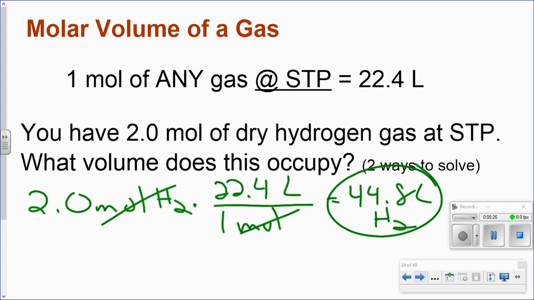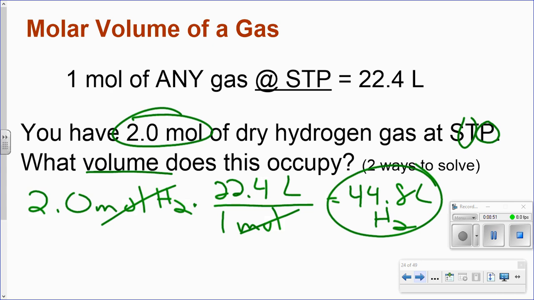Now, I mentioned there are 2 ways to solve this. There is another way to solve this, and that is by using PIV-NERT. You have a pressure, you have a volume, you're looking for volume, excuse me. So P and V and N, you have 2 moles, and then R, you know that one, and T is temperature. So it's all there. So if you forget about this, all is not lost. You can use PIV-NERT, okay?